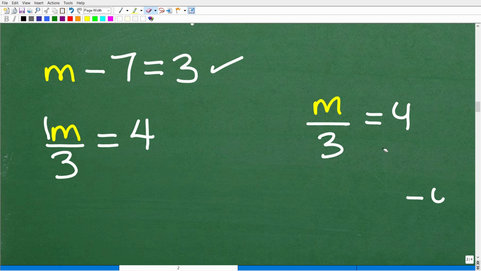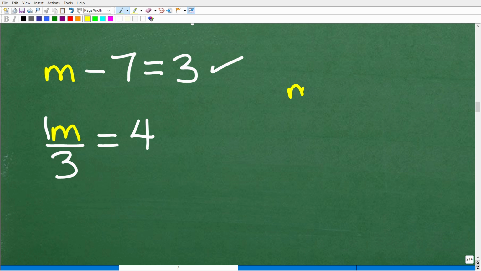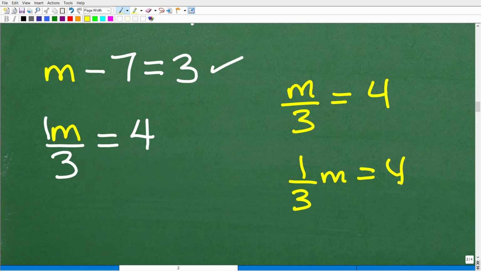So matter of fact, I'm going to show you this right now, that it's often beneficial to see the problem this way. So m over 3 is equal to 4, or 1/3 m is equal to 4. All right, so remember the goal is to get m by itself and just one number over here. Now, it's a little bit easier to see this with the 1/3 m is equal to 4. So what can I do to this 1/3 to get it to be 1?